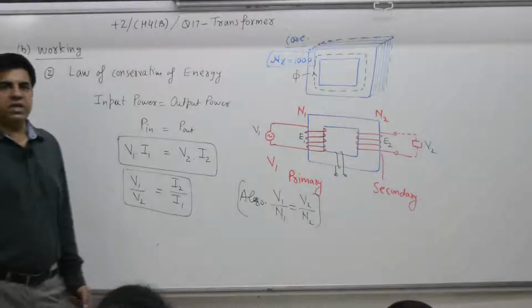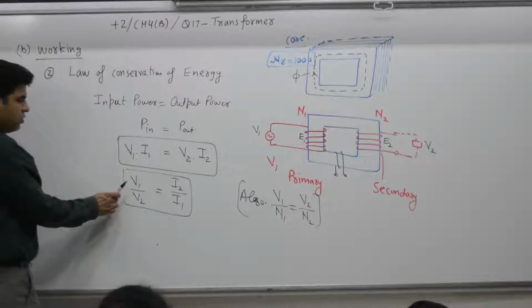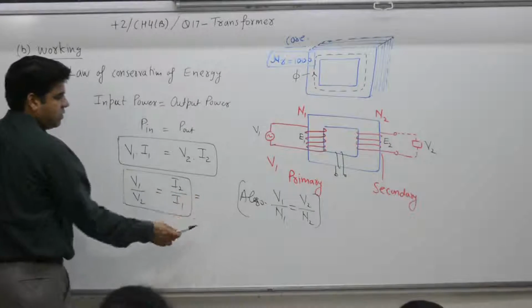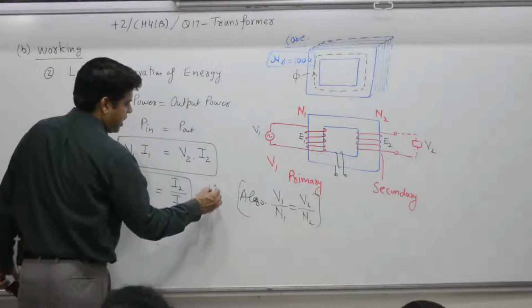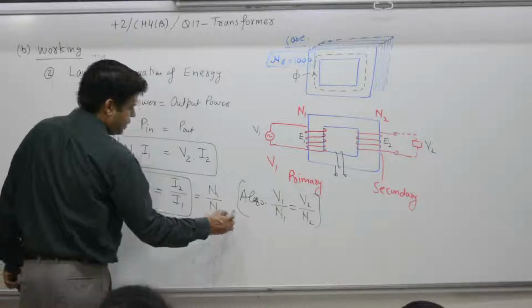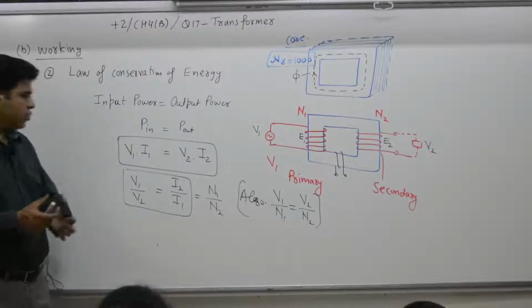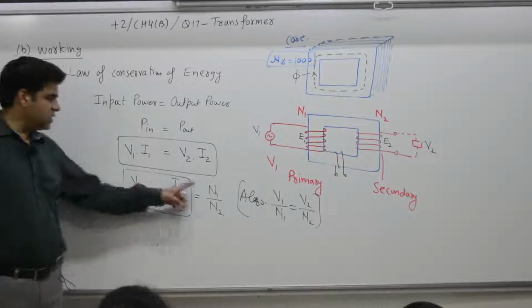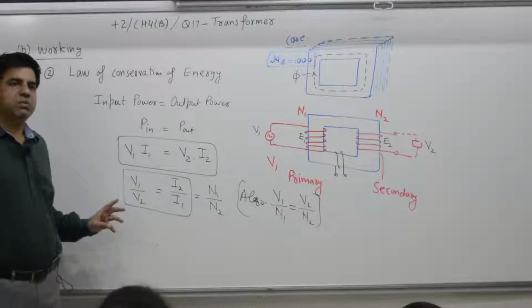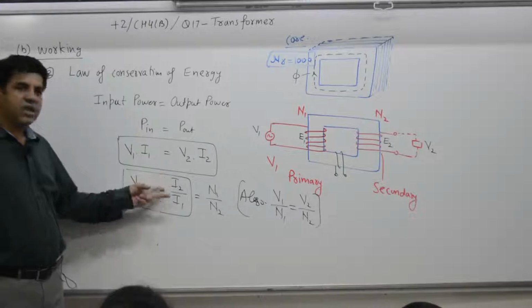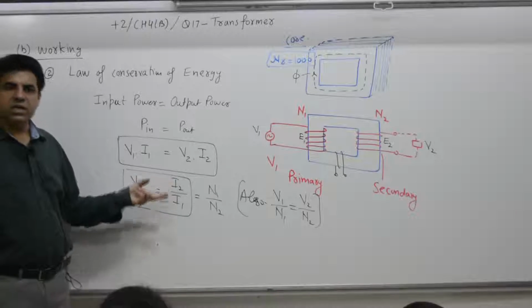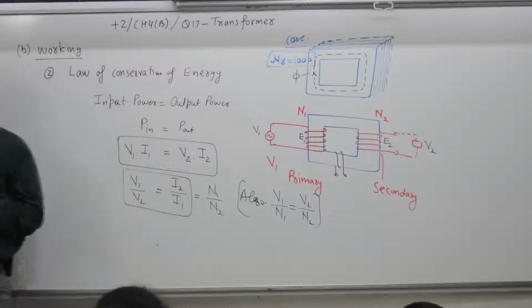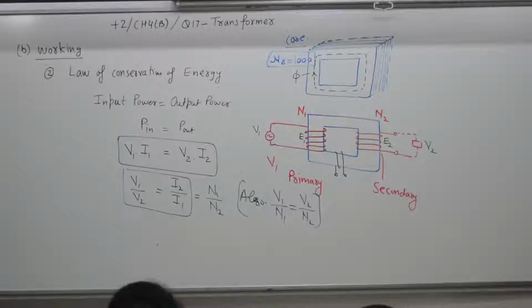Previous part, V1 by N1 is equal to V2 by N2. V1 by V2 is equal to what? V1 by V2 is equal to N1 by N2. So, if you know the turn ratio, you know the voltage ratio. Whatever is the turn ratio N1 to N2, same is the voltage ratio. But current is inverse, reciprocal of the same. 2 minutes to write. It is with an assumption, no loss.